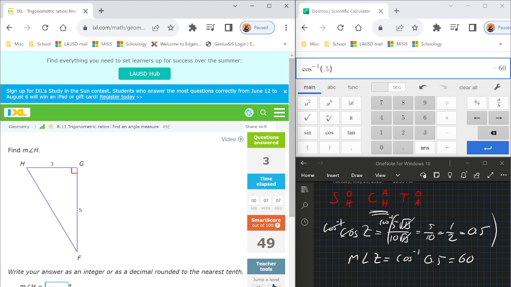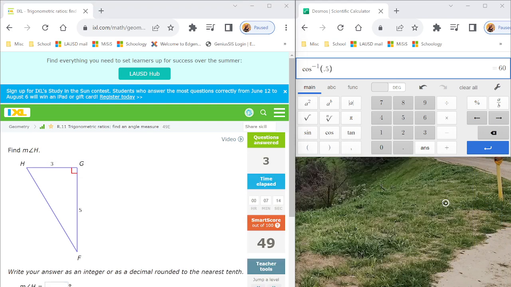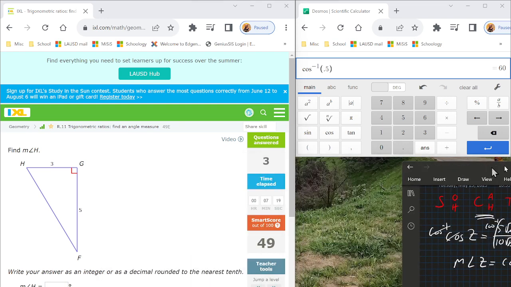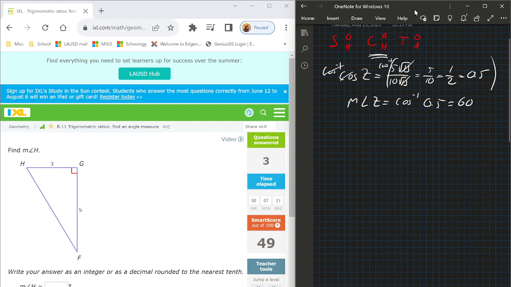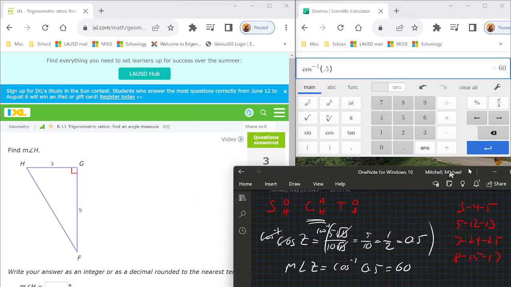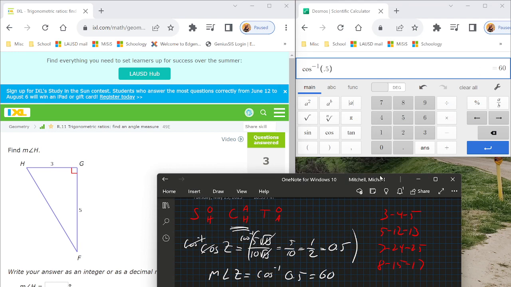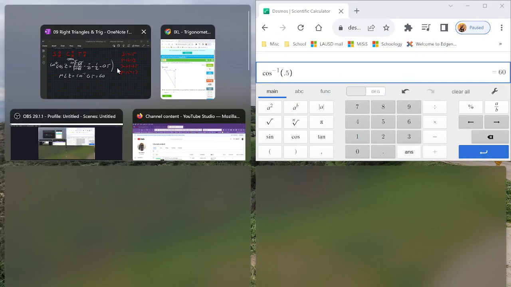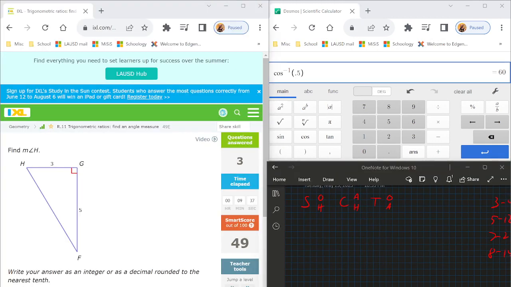Here's one that's a little bit different. Angle H. That wasn't supposed to happen like that. Nope. This is messing up. We're back with a slightly different screen here.